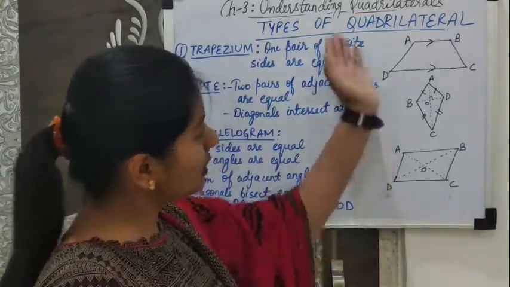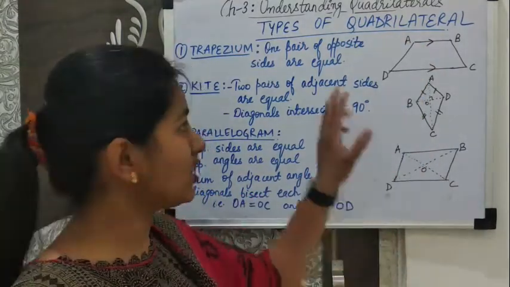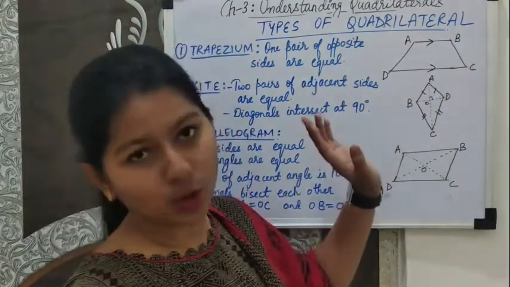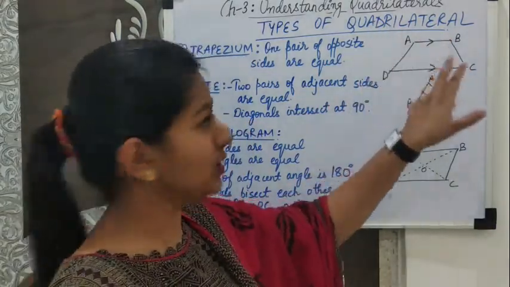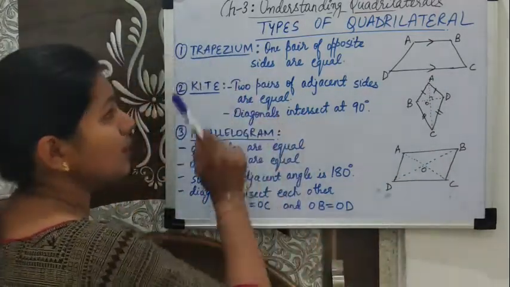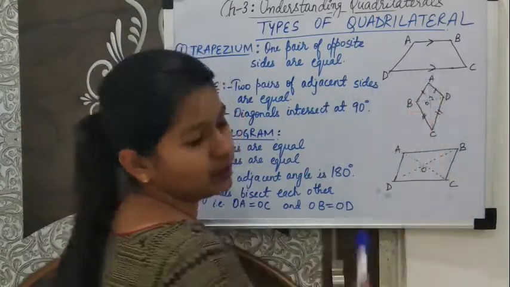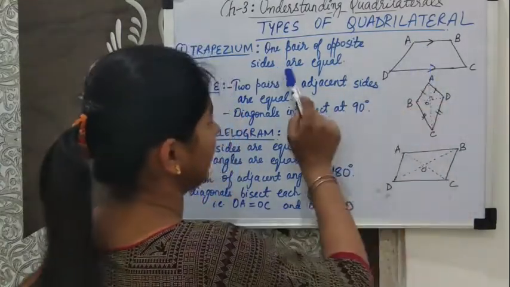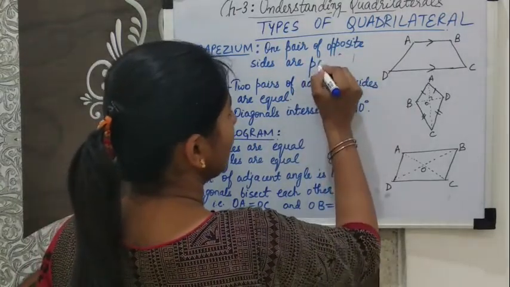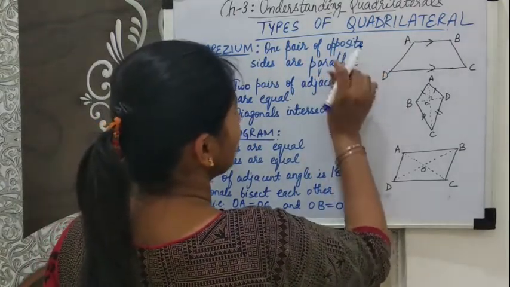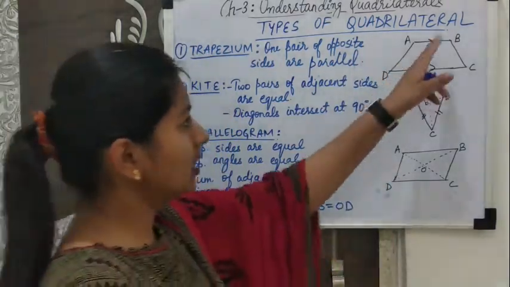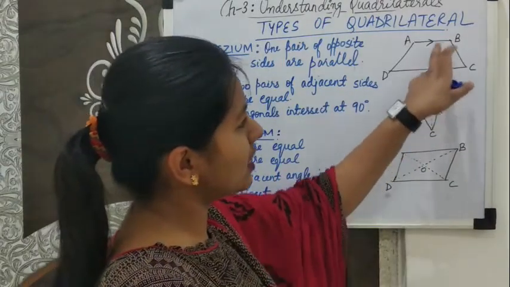You can see that this is a quadrilateral, so nobody should have any confusion that we are talking only about one particular polygon, that is quadrilateral. Quadrilateral means 4 sides. So you can see that all these quadrilaterals have 4 sides. So in trapezium, any one pair of opposite sides is parallel. It should not be equal, it should be parallel. Fine. So one pair of opposite sides, any one pair.